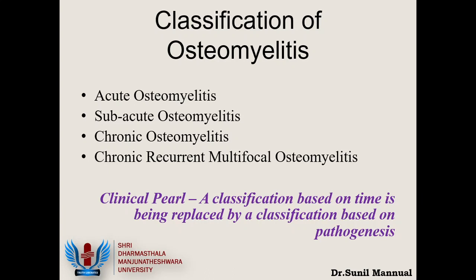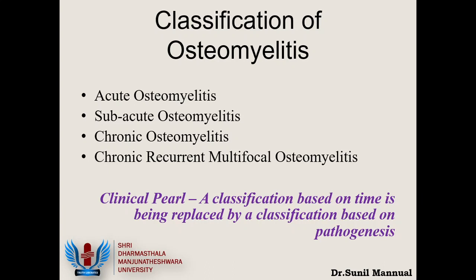However, now things have changed quite a lot, and the whole classification of osteomyelitis is now based on the clinical scenario in which the child or the adult presents to the clinician. Also, we now have a new entity called chronic recurrent multifocal osteomyelitis. Previously, this was subclassified under chronic osteomyelitis. Now it is a separate classification by itself. So what I want you to understand is that the classification based on time, that is 3 weeks, between 3 to 6 weeks, and 6 weeks and above, is now slowly being replaced by a classification based on pathogenesis.